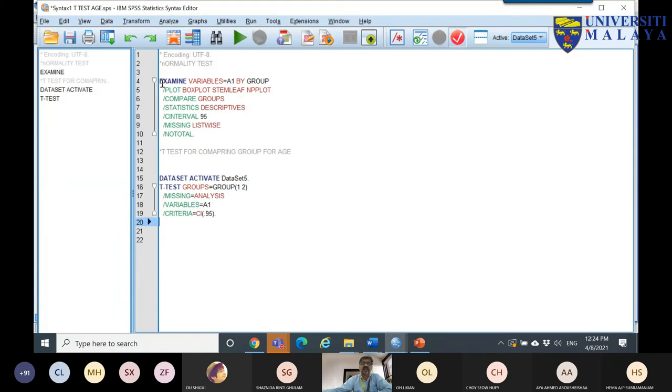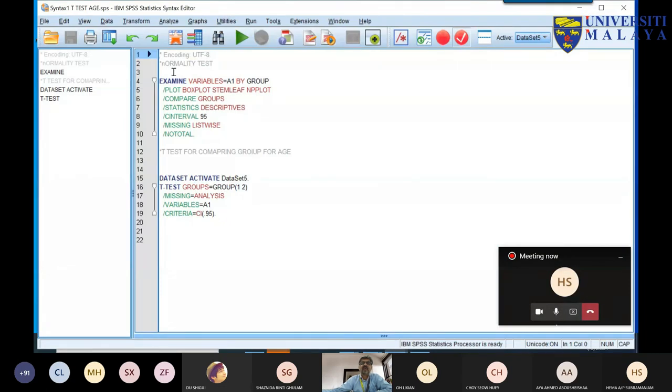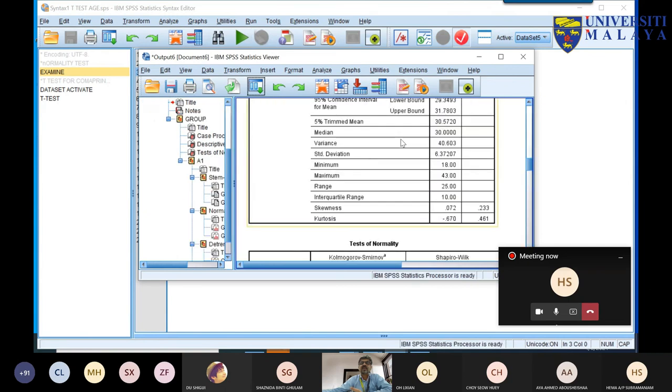So anytime when I open my syntax, okay, I know, oh, this is the normality test. For what? For the A1. A1 was age and group. So that's fine. Just run it. So this is the normality test.